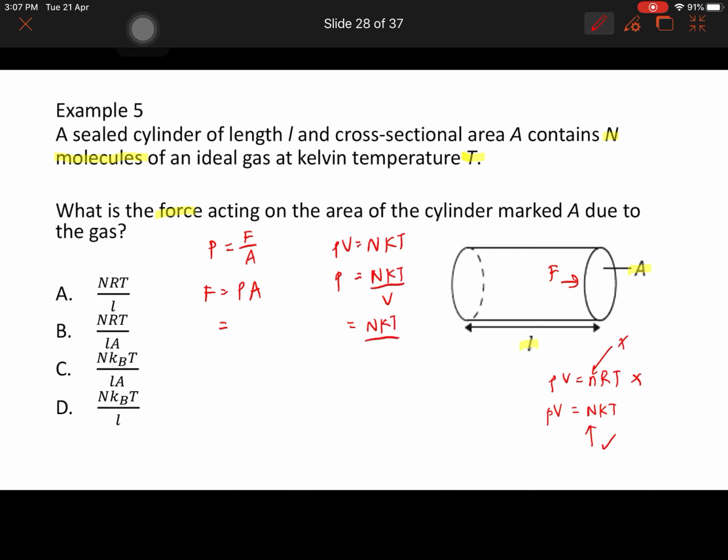What's the volume in this question? The volume of the cylinder, it will be A times L, right? So let me substitute that in. nKT over AL times A. So you can cancel away your A, you're left with nKT over L. So the answer is D.